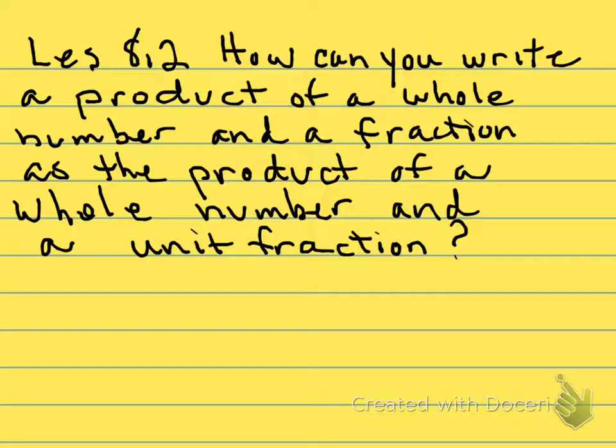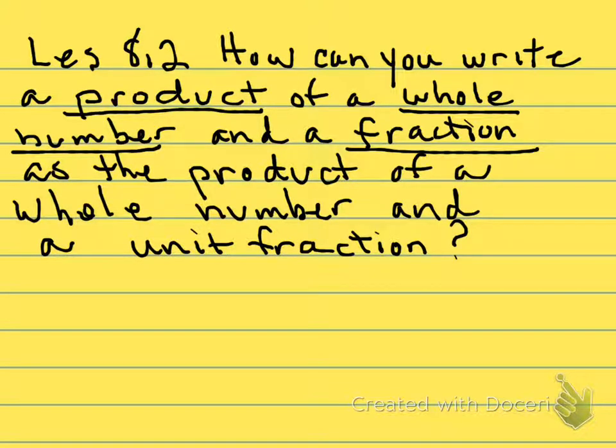In lesson 8.2, your essential question is, how can you write a product of a whole number and a fraction as the product of a whole number and a unit fraction? Before we move on, let's go back in and take a look at the math words that we're talking about. Well, first of all, we have the word product right here. We know the product is what? Yes, the answer in a multiplication equation. We also know what a whole number is, and we know that a fraction is part of a whole number.